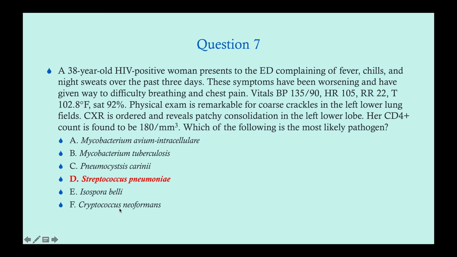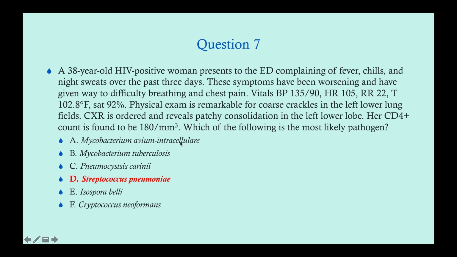Cryptococcus neoformans, yes, it can cause pneumonia, but it's usually a more chronic cough and fever. It's not an acute syndrome. But this certainly can happen. It's an opportunistic illness. It can happen in HIV patients, but it's definitely not the most common cause of pneumonia, and it does not fit this clinical picture. The other one that can cause pneumonia is Pneumocystis carinii. Again, not as common. And the picture is a little bit more chronic.